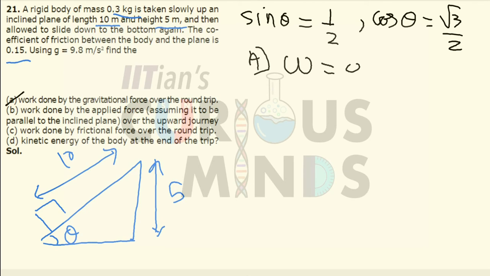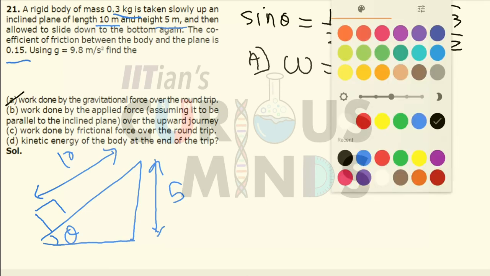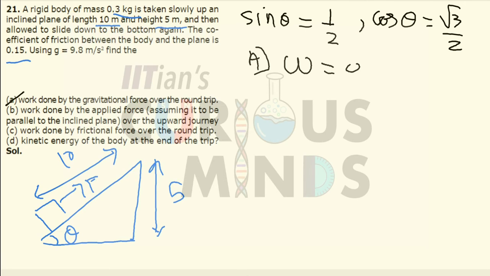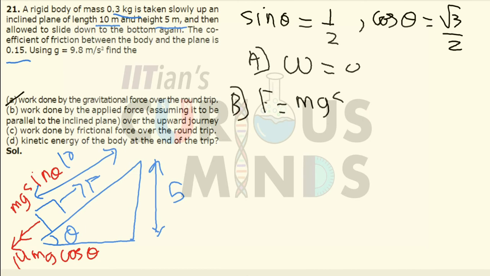Let us find out the B part. It is given that we need the work done by the applied force over the upward journey. So when it is dragged very slowly upward, it means that the force is just able to overcome the forces in the opposite direction, that is mg sine theta, the component of the gravitational force, and second, mu mg cos theta, the force of friction. So the force applied will be equal to mg sine theta plus mu mg cos theta.